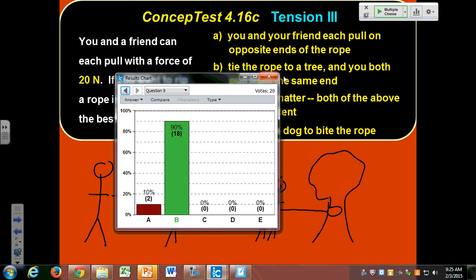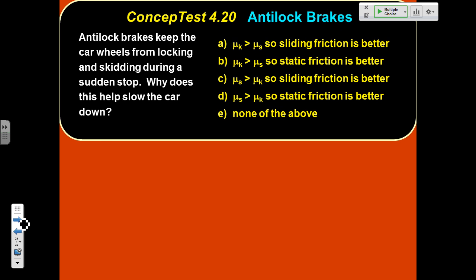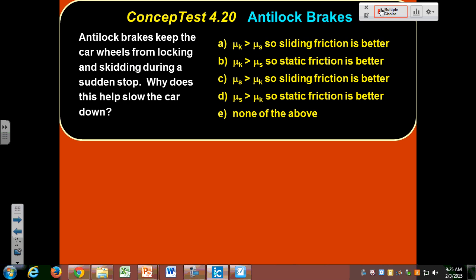That's a lot better. All right, just a couple more questions. Anti-lock brakes keep the car wheels from locking and skidding during a stop.